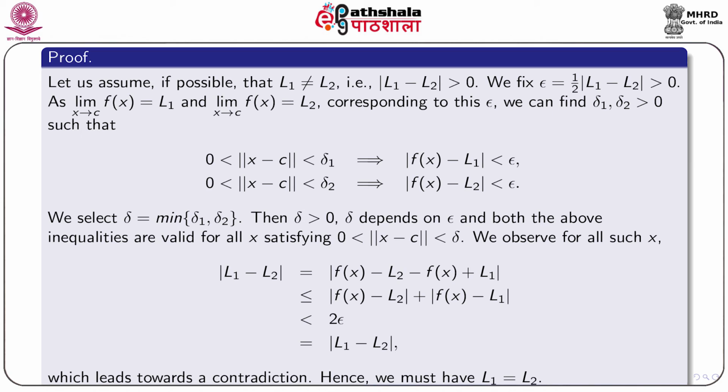Obviously, delta is positive. As delta 1 and delta 2 both depend on epsilon, delta does too, and both the above inequalities are valid for all x satisfying 0 < norm of x minus c < delta. We can easily check that for all x satisfying this, modulus of L1 minus L2 is less than itself, which leads towards a contradiction. Hence, we must have L1 equals L2.